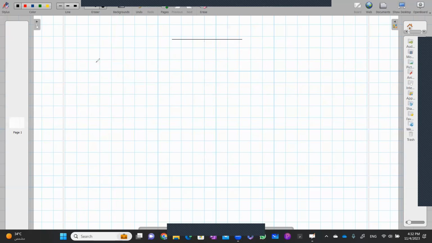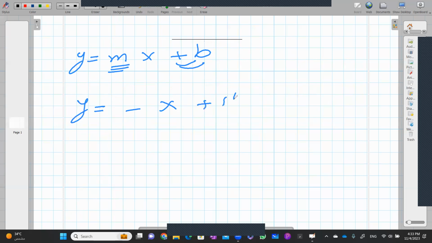If I have here y equals mx plus b, the coefficient of x is called the slope and this constant number is called the y-intercept. If I have y equals negative x plus 17 and y equals x minus 7, give me the slope and y-intercept for each one.